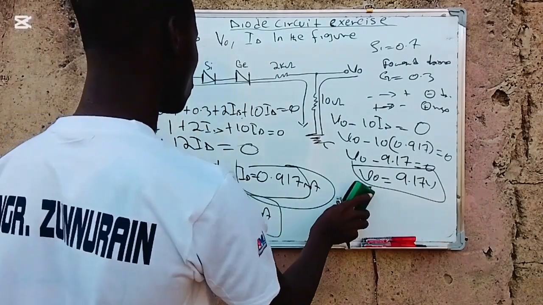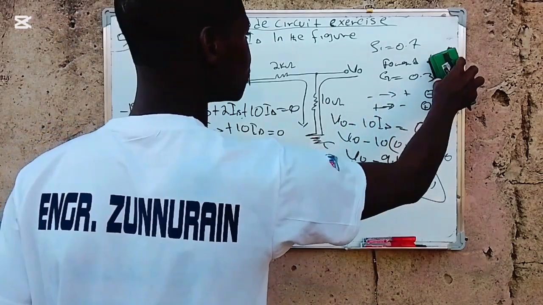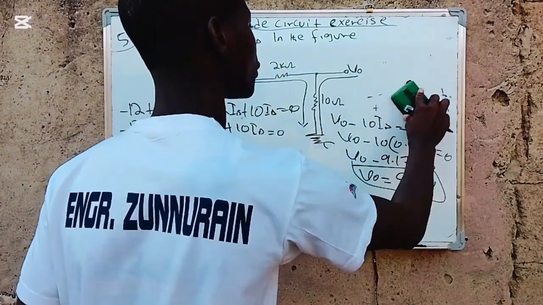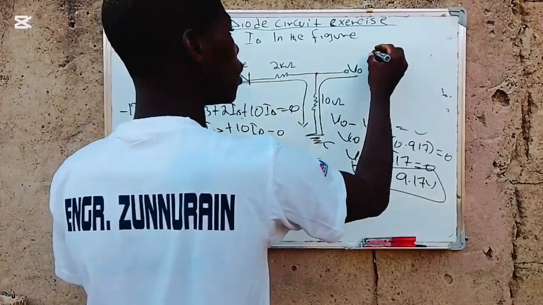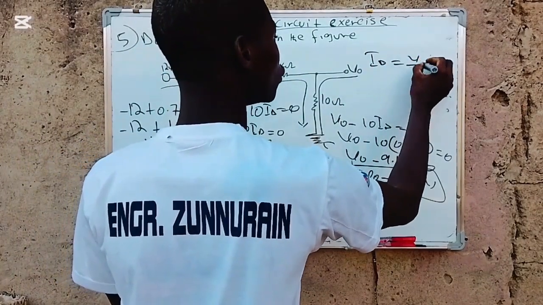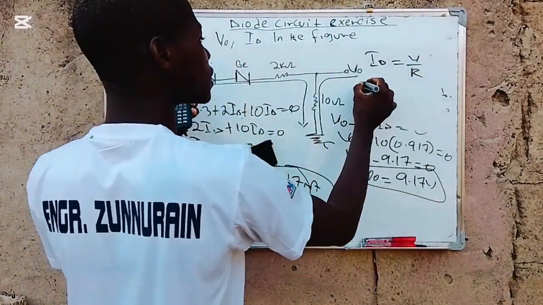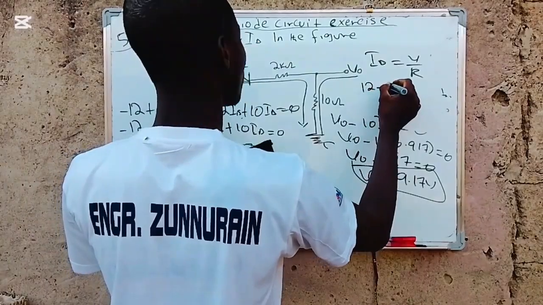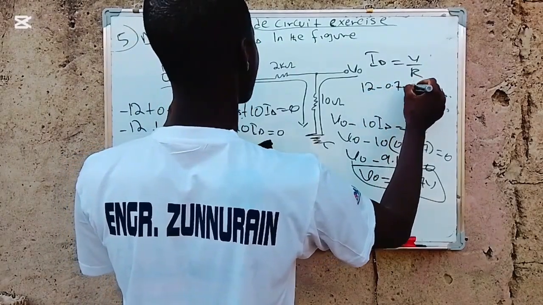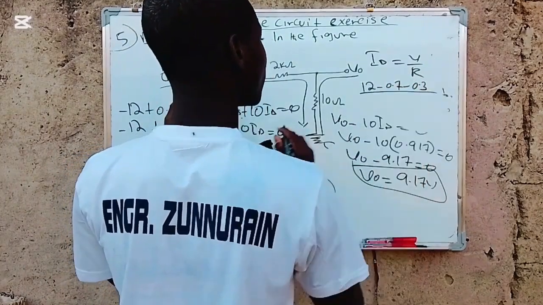But if I am to use the other method, if I am to find the current directly by V over R, I have to say V is 12 minus 0.7 minus again 0.3, divided by what?